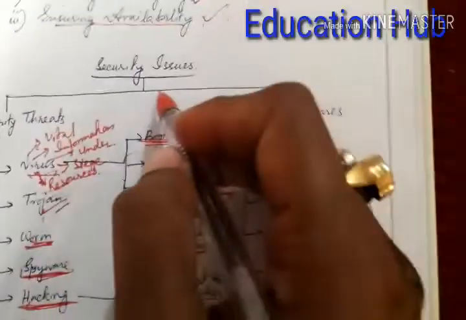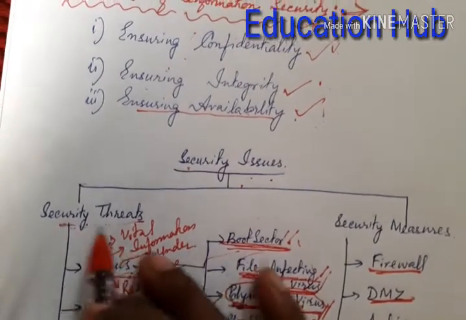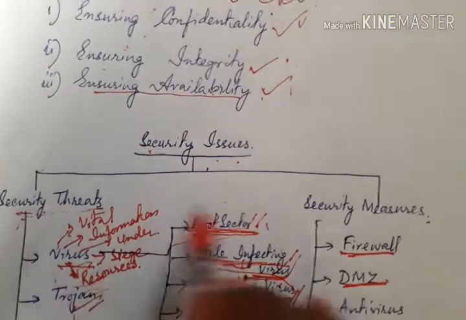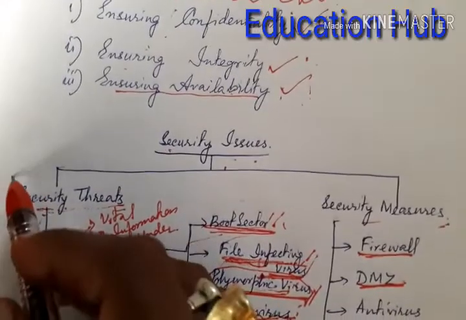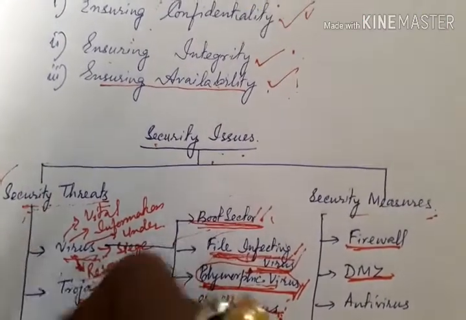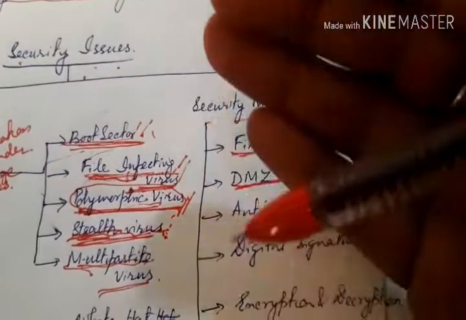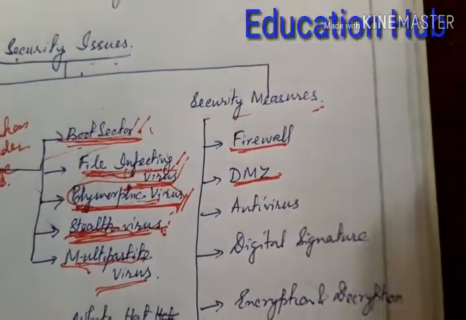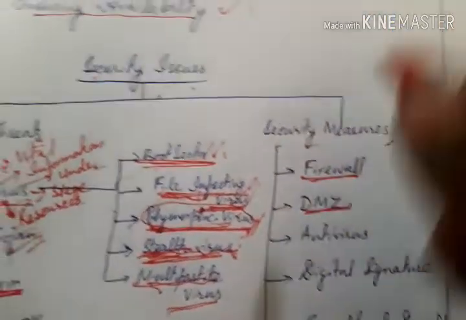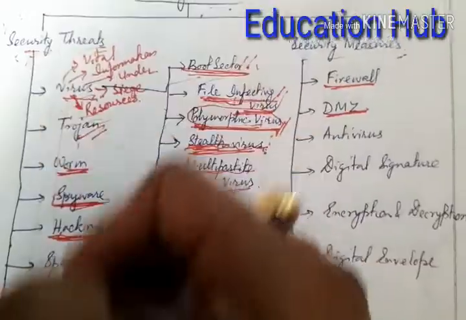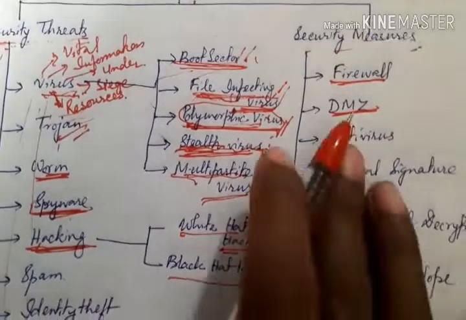Now, security issues can be classified in two ways: security threats and security measures. Security threats are those by which security is hampered or may be damaged, whereas security measures tell how security can be maintained or protected. First we have to discuss the threats and their different types, then the measures will be discussed.